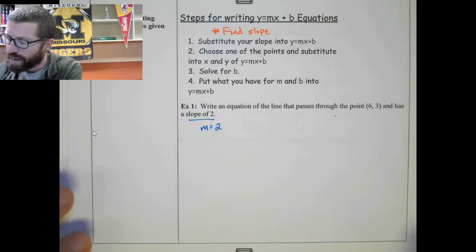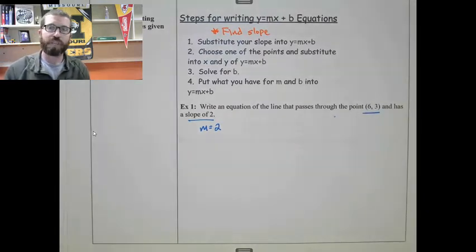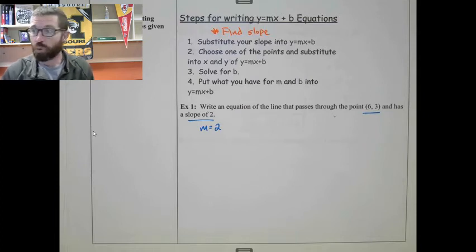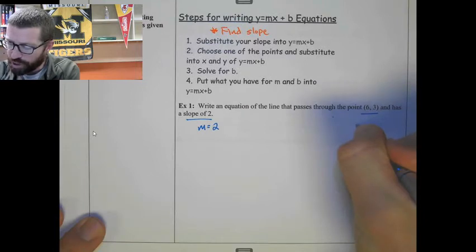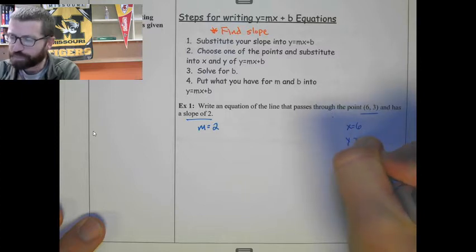And then it passes through the point (6, 3). So what's special about this point (6, 3)? 1, it is on the line. And then 2, it is an actual point. So the 6 means something. This means when I plugged in 6, I got 3. Or when x is equal to 6, y is equal to 3.